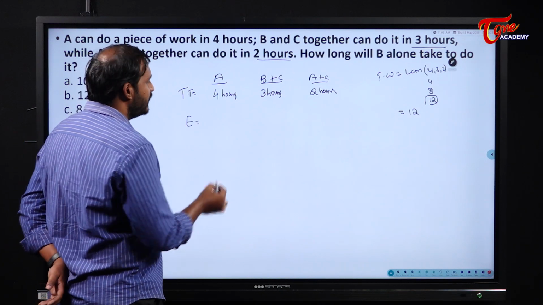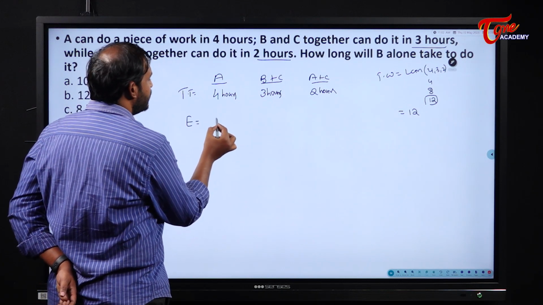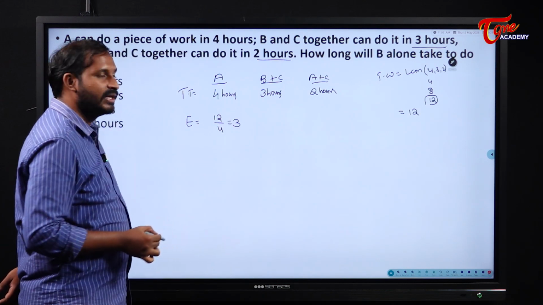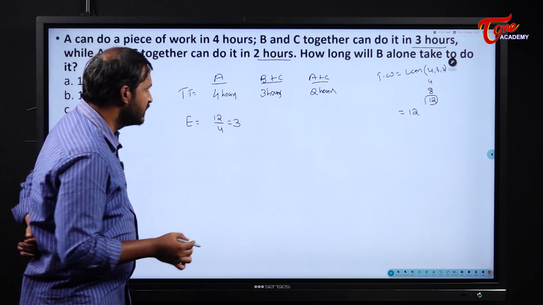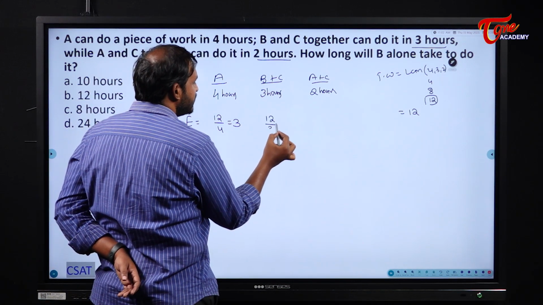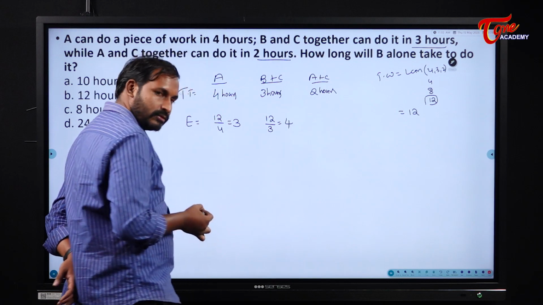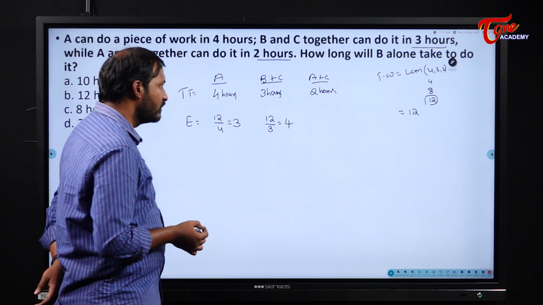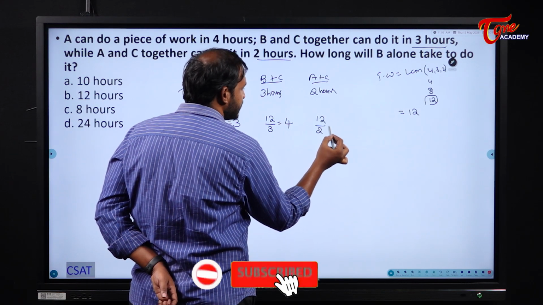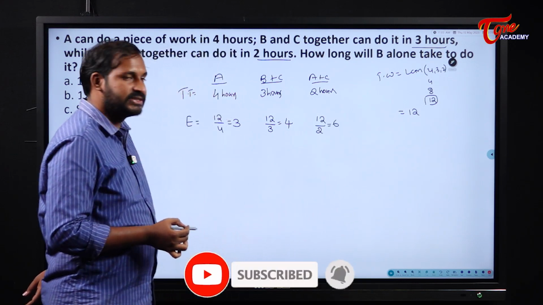Now, write down their efficiencies. What is the efficiency of A alone? A's efficiency is 12 by 4, which is 3. For B and C together, the efficiency is 12 by 3, which is 4. Now, what is the efficiency of A and C together? 12 by 2, which is 6.